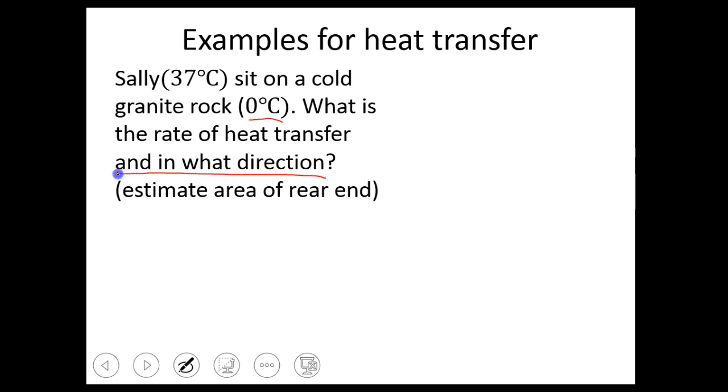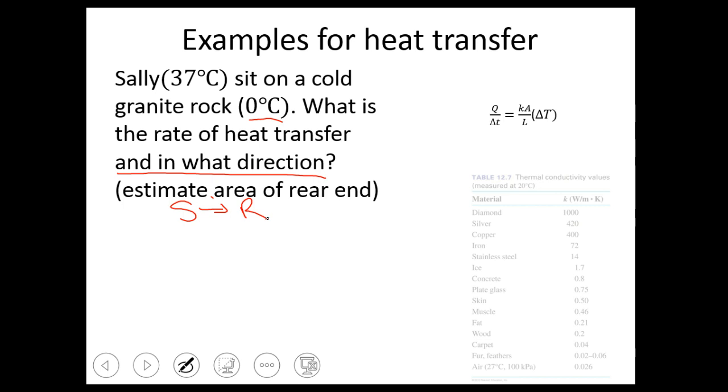So let's answer that direction first. We know that heat flows from hot to cold, so heat is going to be going from Sally to the rock. And then let's find out the rate at which that heat is transferred. Sally's sitting on the rock, which means she's touching it, and to me that indicates conduction, so I'm going to use the conduction formula, and I need the conductivity value of Sally. She is losing heat through her rear end, and that is going to be fat, at 0.21.